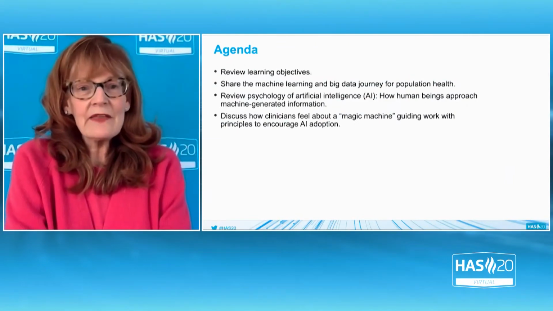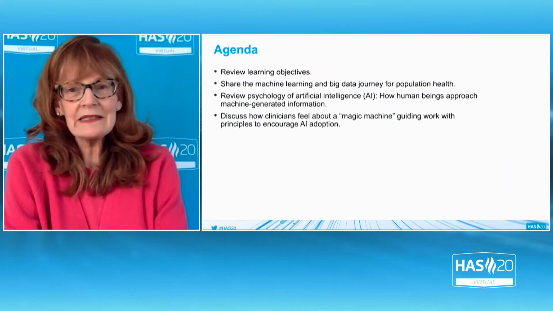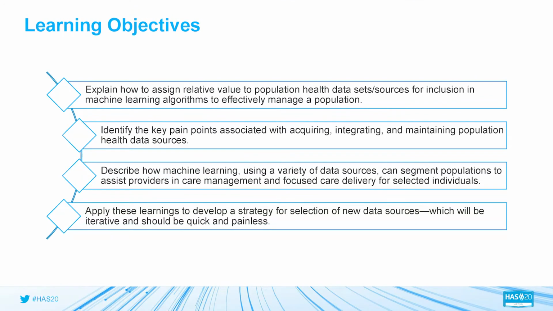This is the agenda that we are going to address in today's sessions. The learning objectives that we will focus on today are the following. We will explain how to assign relative value to population health data sets for inclusion in machine learning algorithms. Essentially, we will decide which data sets are important and how to do this evaluation. We will talk about some of the difficulty we encounter with acquiring, integrating, and maintaining various data sets.